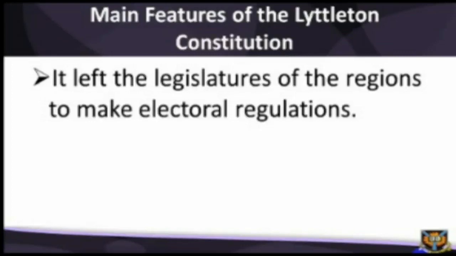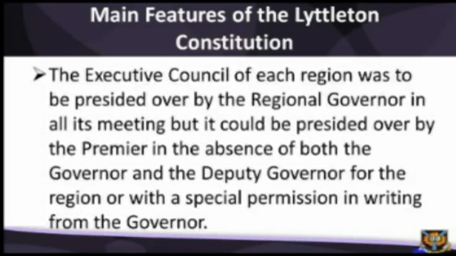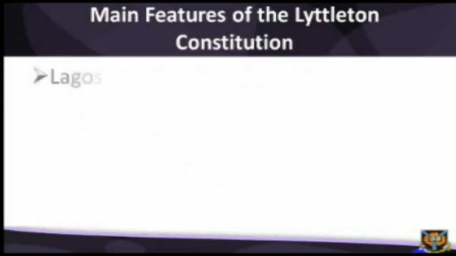From 1955, members of the Eastern and Western Houses of Assembly were directly elected by universal suffrage, while both direct and indirect elections were used in the North. The Executive Council of each region was to be presided over by the regional governor in all its meetings, but it could be presided over by the Premier in the absence of both the governor and the deputy governor for the region, or with a special permission in writing from the governor.